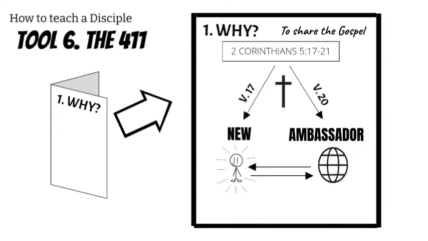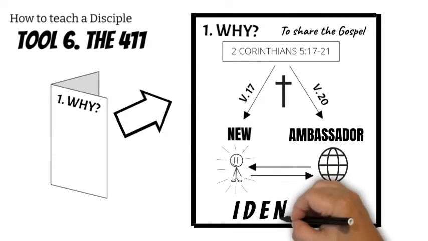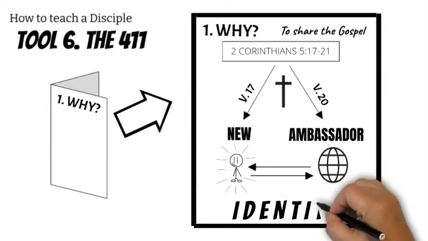Tell them that you cannot be a new person in Christ and not be ambassadors, and you cannot be ambassadors without being a new person in Christ. Tell them that now, as new people, these 2 things together is their new identity in Christ. Write down the key word, identity. Now ask them to go to question number 2, who? Who to share the gospel with.